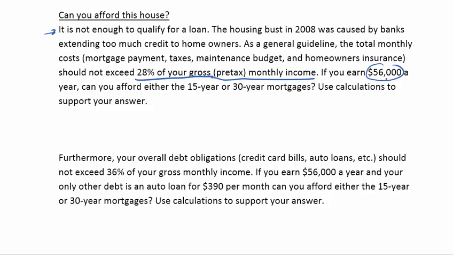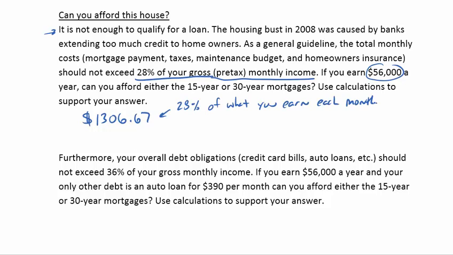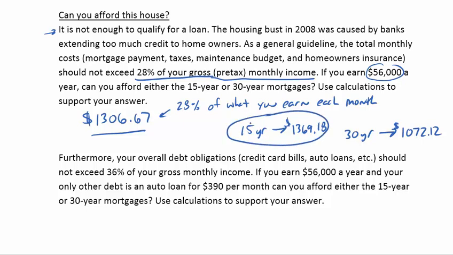I want to divide that now by 12 because this is a yearly salary, $56,000 a year. I found 28% of that, now I want to divide that by 12 so I turn that into a monthly amount. This is what I come up with for my monthly pre-tax money. This is 28% of what I earn each month. So I want to compare this to my costs up here. For the 15-year mortgage, this is what my payments were. When I included everything there, it was $1,369.18, and you can see we've exceeded 28% of our monthly budget.